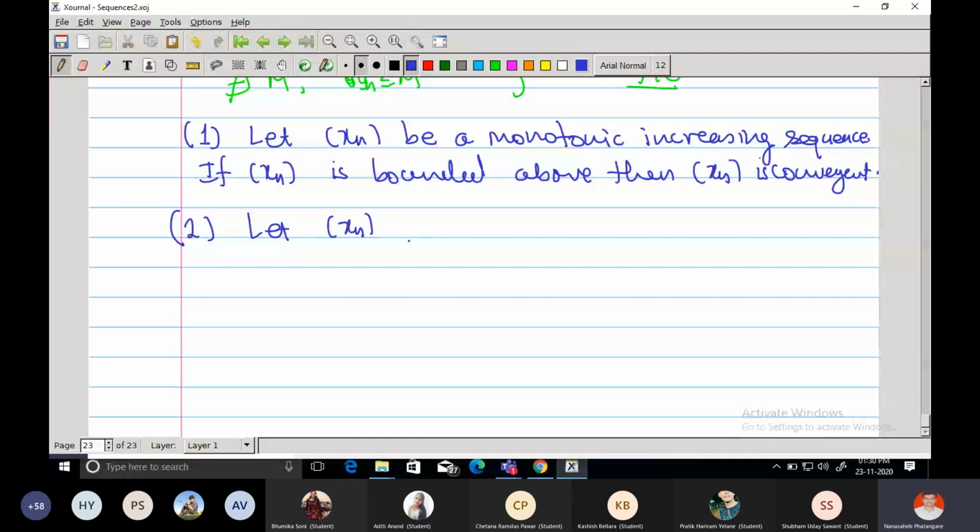If nobody stops it, it will go to minus infinity. Right. If the tendency of the sequence is decreasing, or the sequence is monotonically decreasing like this, and if nobody stops it, it will go to minus infinity. And if somebody stops it, meaning it has a lower bound, then it will stop there, it will settle there. So let xn be a monotonic decreasing sequence.